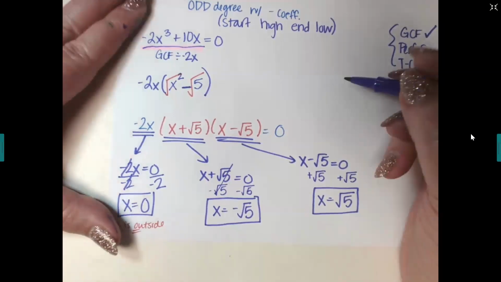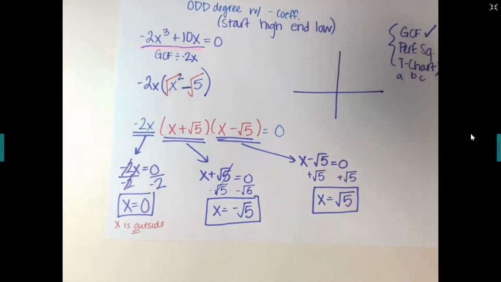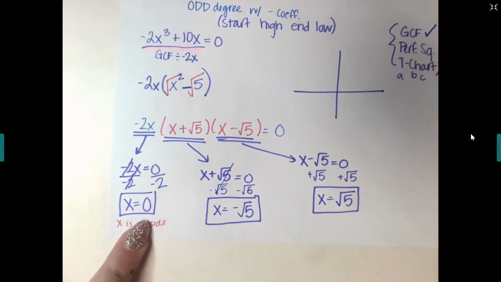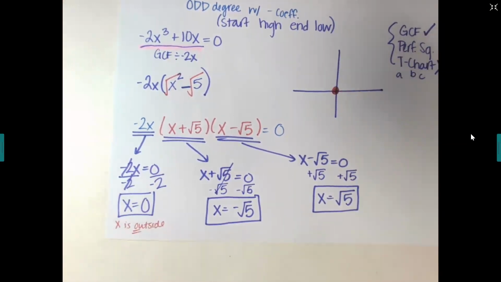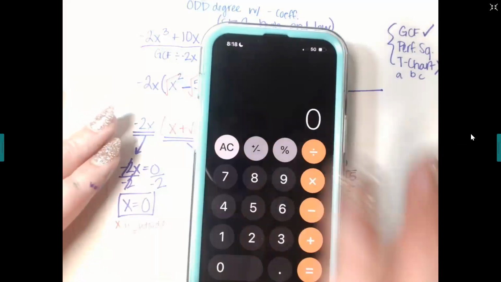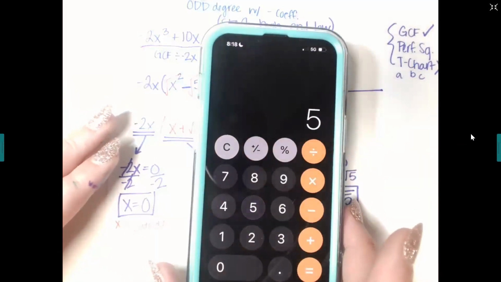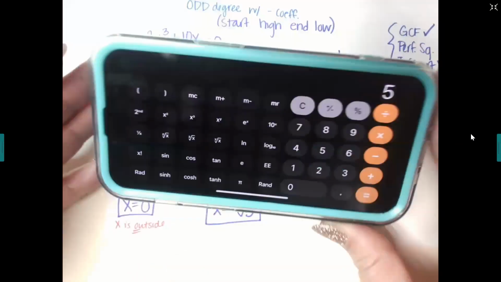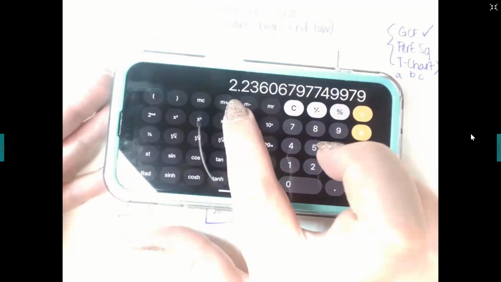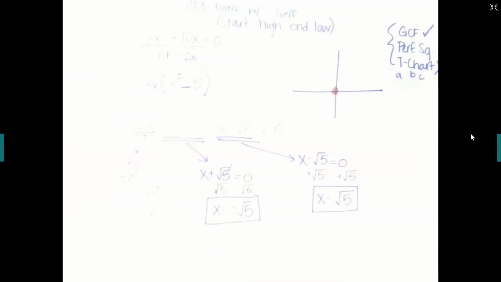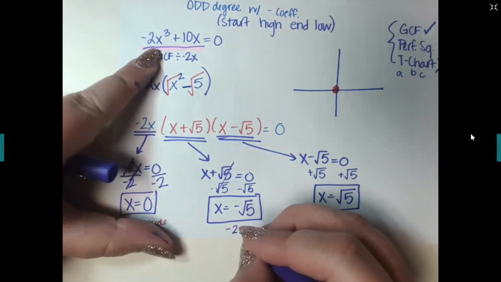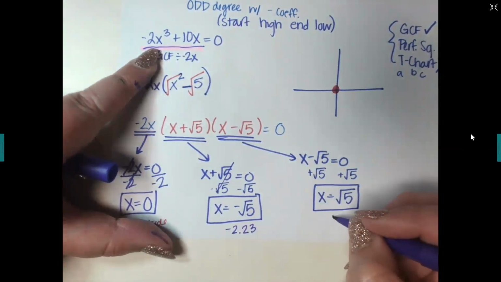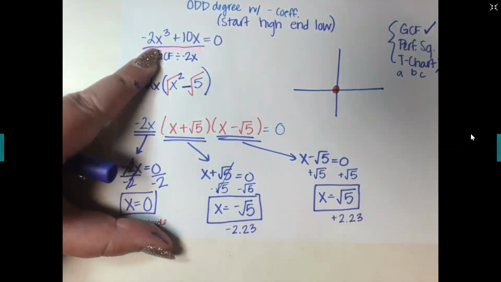Okay, let's sketch our graph. So my first dot is going to go at 0. That's my first x-intercept. Okay, and then to find out where -root 5 would be, I'm just going to do this on my phone here. Okay, so square roots. Okay, I'm going to take 5, and then I'm sure y'all already knew this, but if you turn your phone sideways, look, you have a square root. Okay, it comes out to 2.23. So I'm going to put this is about -2.23, which means this would be positive 2.23.